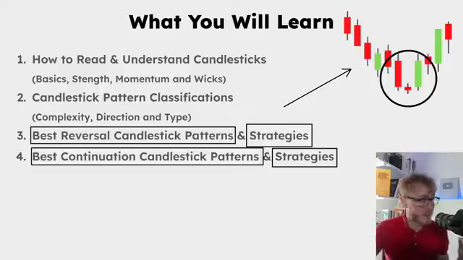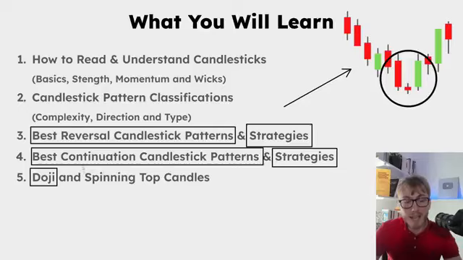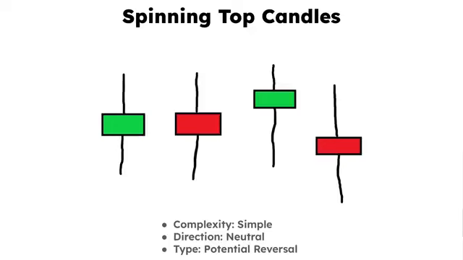And last but definitely not least, we're going to take a look at the doji and the spinning top candles. These are a specific family of candlestick patterns that is super important to understand as a trader. These are patterns that happen all the time in the market, and they can provide significant signals, both warning signs but also entry signals that we as traders need to be able to utilize. But alright guys, let's get started with chapter 1.